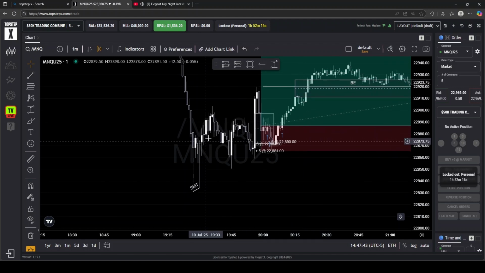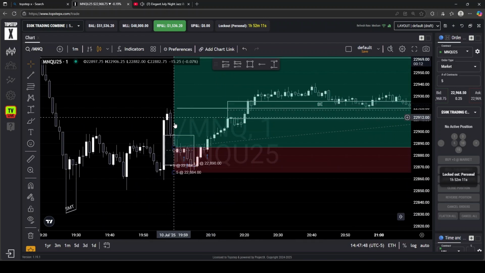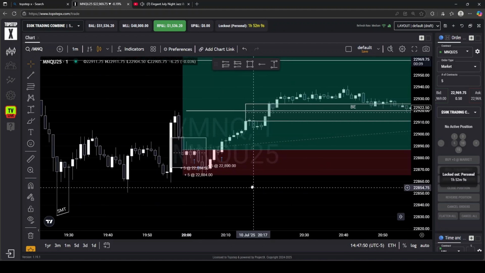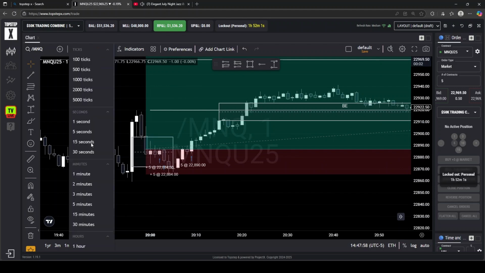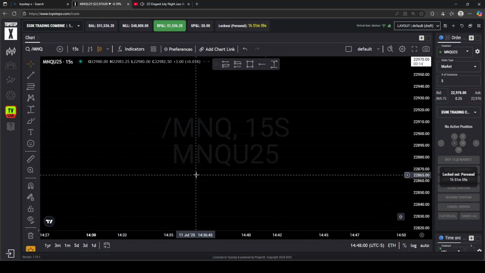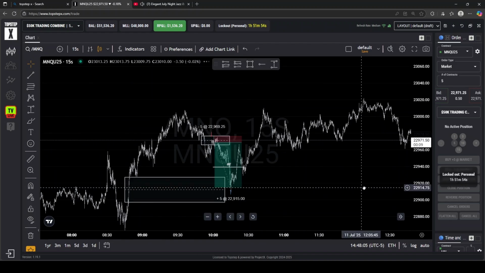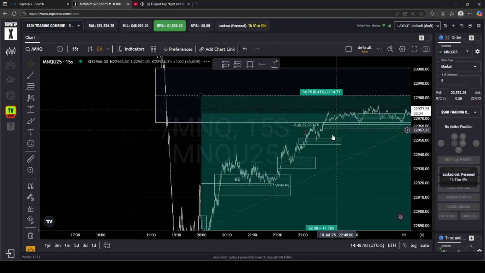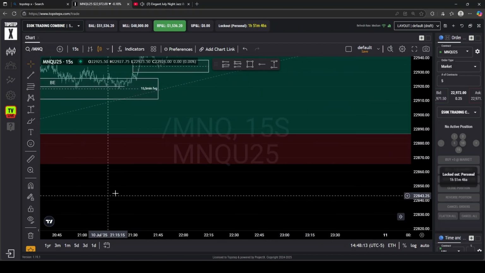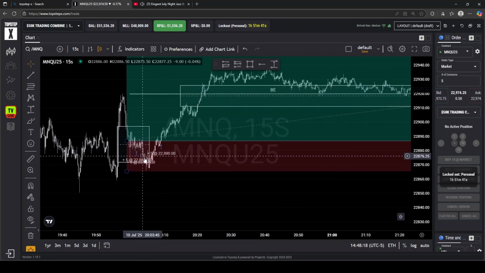I didn't enter straight off of the SMT. I needed more confluences. I saw this very bullish candle. I guess you could call this a fair value gap. I was looking at the 15 second for better entries. I know 15 seconds sounds crazy, but it's actually pretty good in Asia when the market is so slow. You can find some good entries. It did create a bullish fair value gap on the 15 second.